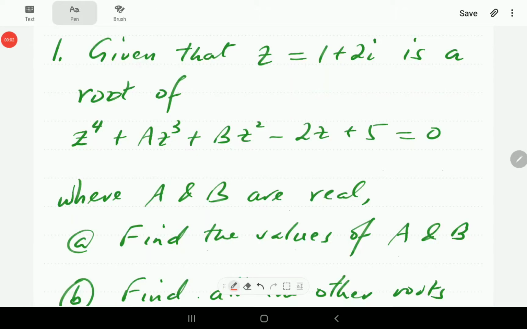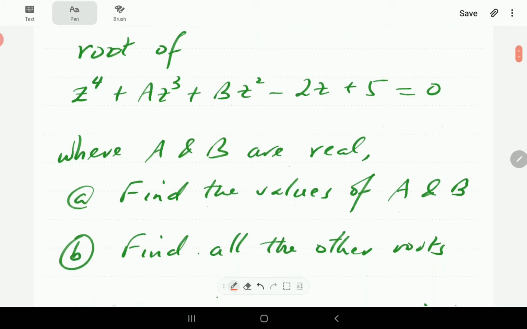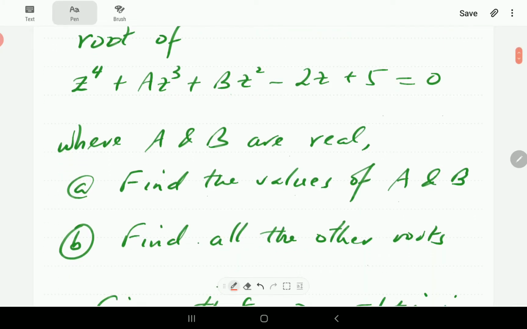Okay, in this video, I'm going to look at a problem where we have a fourth degree polynomial equation with two undetermined coefficients a and b. We're told that a and b are real numbers, and then we're given only one root. We're told that z equals 1 plus 2i is a root. So the first thing I wanted to do is to find the values of a and b. Got two unknowns, only one condition given. Then after that, we're going to show how to find the other roots.